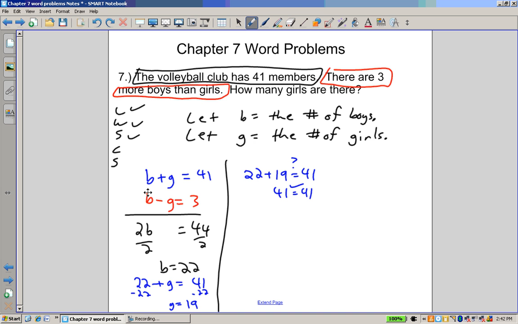And let's try the red. The boys, which is 22, minus the girls, which is 19, equals 3. Let's see if that works. 22 minus 19, that is 3. That works. So my check worked out. And now sentence. Let's write a sentence. How many girls are there? There are 19 girls.